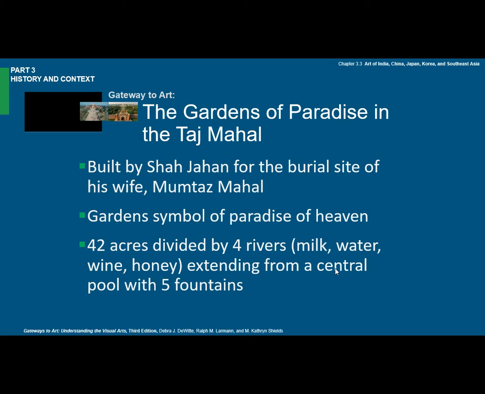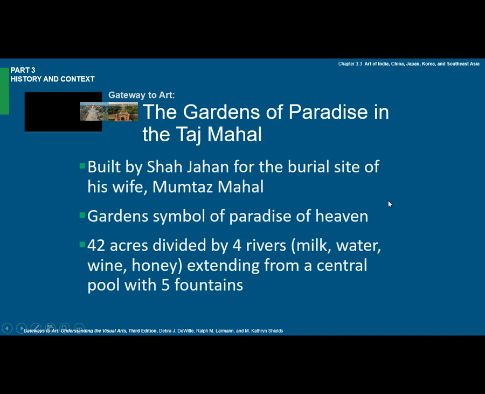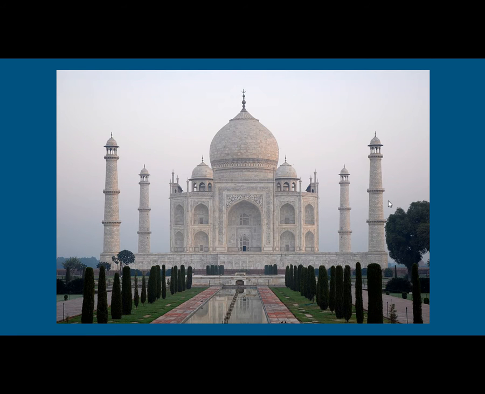And we looked at this at the beginning of the course as axial symmetry with the central pool and 5 fountains. And just to show you, here from one building to another is a pathway. And then all these other buildings are also by design to be integrated with this. And some of them are his lesser wives' houses. And this, the mausoleum for his deceased wife, the Taj Mahal itself.